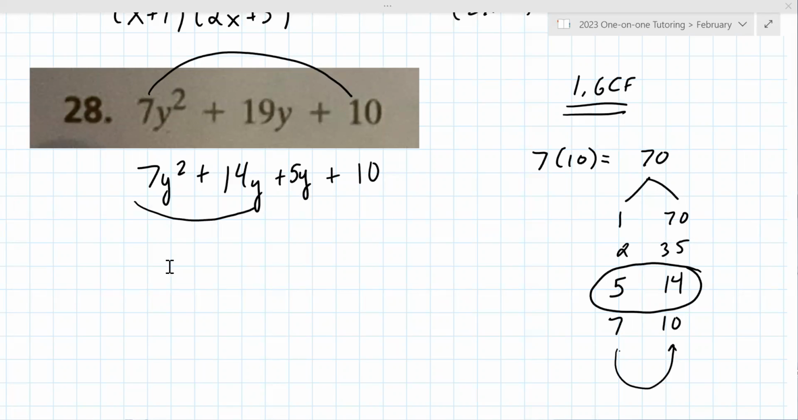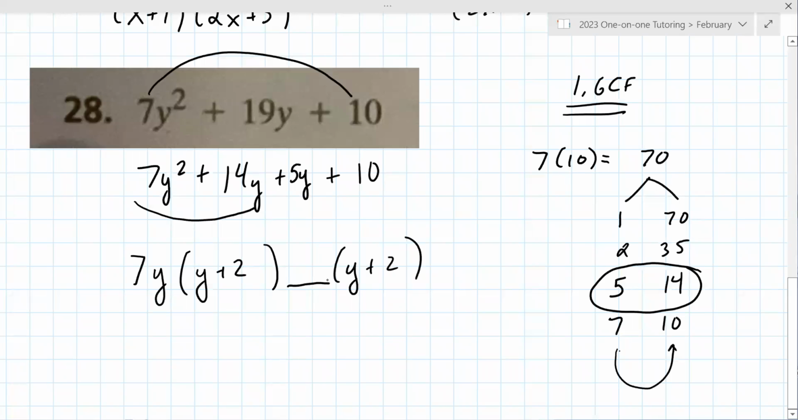7. 7, anything else? 7y. Okay. So what goes in parentheses? y plus 2. Yes. And then you immediately write that over here. Then you have to figure out what goes in front of it such that when you multiply in, you get back to the previous line.